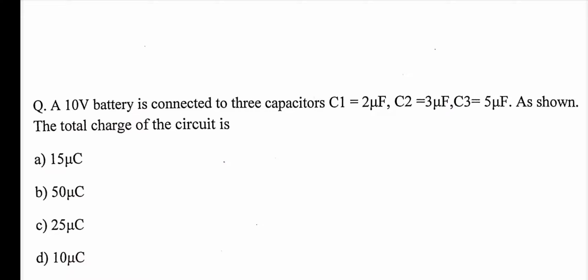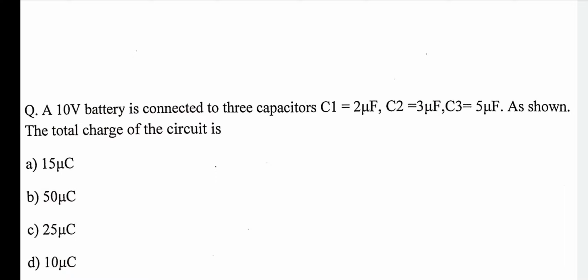A 10-volt battery is connected to three capacitors. C1 equal to 2 microfarad, C2 equal to 3 microfarad, C3 equal to 5 microfarad as shown. The total charge of the circuit is dash. Four options are given. Option A 15 microcoulomb, B 50 microcoulomb, C 25 microcoulomb and D 10 microcoulomb.